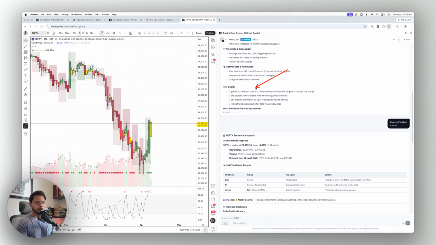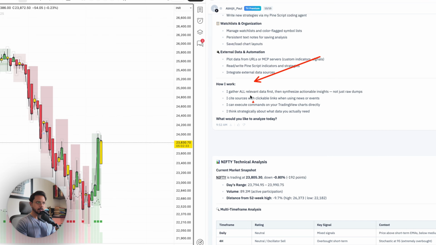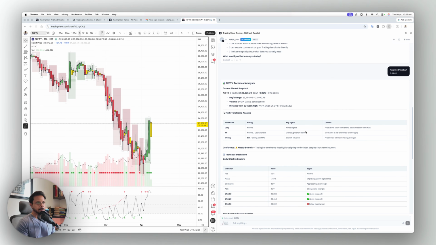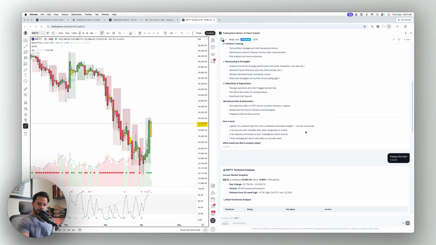It also adds to the fact of how the Copilot works: I gather all relevant data first, then synthesize actionable insight, not just raw dumps. And as I share a prompt later in this video, you'll see that it's kind of thinking. It's telling us that it's thinking. That's not needed, but it collates a lot of information from multiple sources and then comes out with its answer or its analysis. This was the first thing that I did. I did not give it a prompt. I just clicked on "What can I do for you?", and this is all it did.